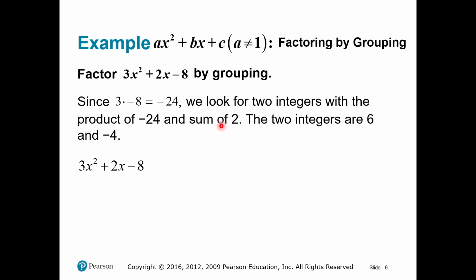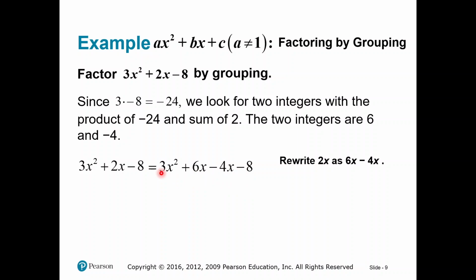And so we want to rewrite the 2x using 6x minus 4. And so we have 4 terms now. Next, we want to group. So we want to group these 4 terms into 2 groups. We'll take the first 2 and the last 2.